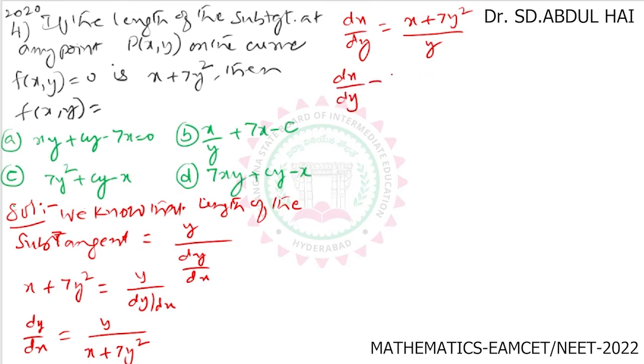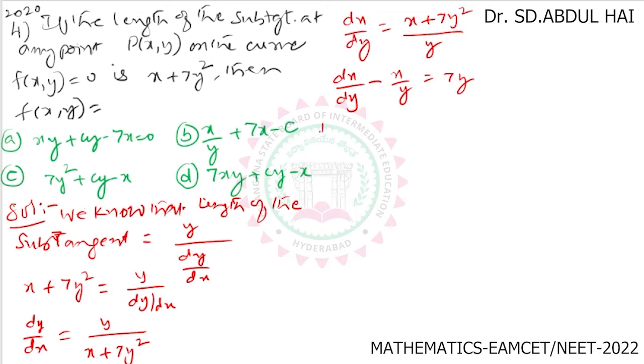Transferring to the left side, it becomes minus y equals 7y squared by y, which is 7y. So you may recall that this is nothing but a differential equation, dx by dy plus Py equals Q, in the form of dy by dx plus Py equals Q. So you are very much perfect in finding the solution of a differential equation.